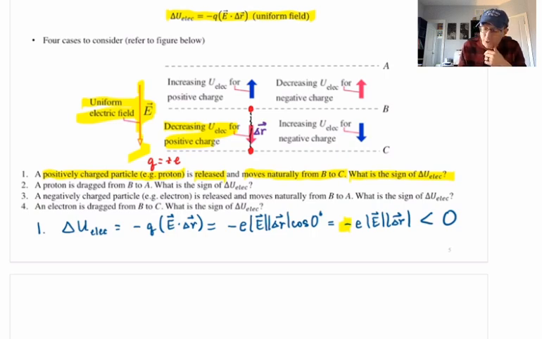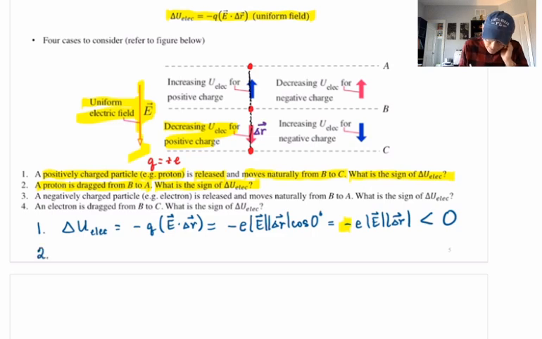Again, we have a positively charged particle, let's say a proton. And now we're going to take it from level B up to level A, this way. We'll have to drag it against the electric force to do it, but fine, we'll do that. What is the sign of delta U electric? In that case, what happens to the electric potential energy when dragging a proton from B to A? Does the electric potential energy go up? Go down? Let's work it out.